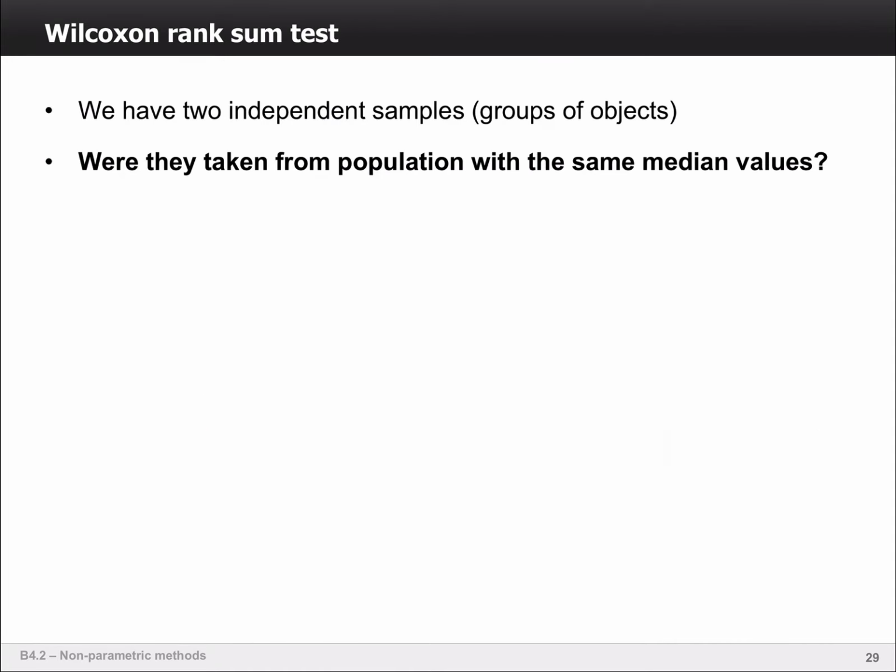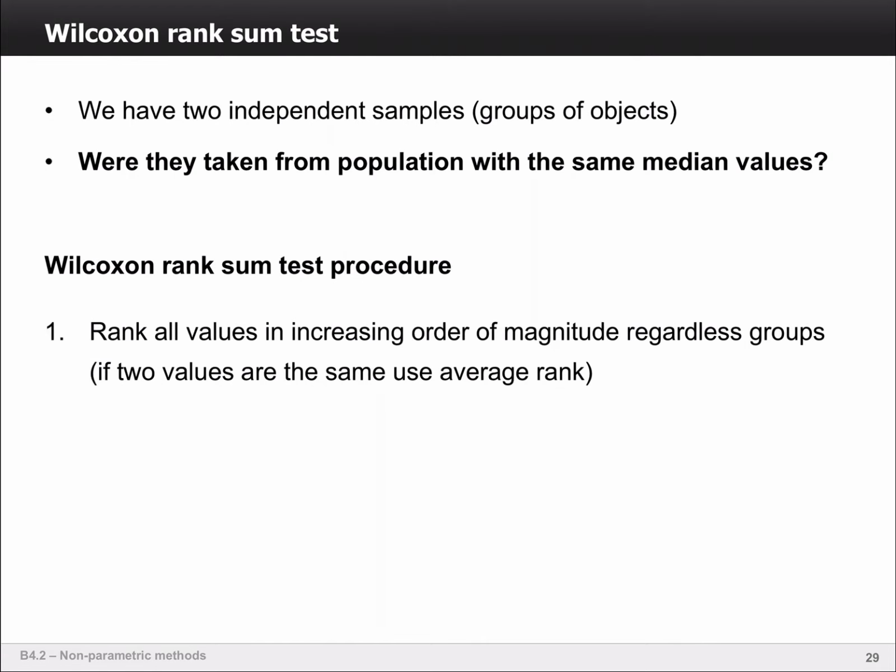Let's discuss it. We have two samples taken from two populations. We would like to know if the median values for the populations are the same or not. So that's the procedure. First of all, we need to rank all values in increasing order of magnitude. And we don't take into account groups, so we just treat all values as taken from the same sample. Rank number 1 is for the smallest value, rank number 2 for the next smallest, and so on. So that's the first procedure.